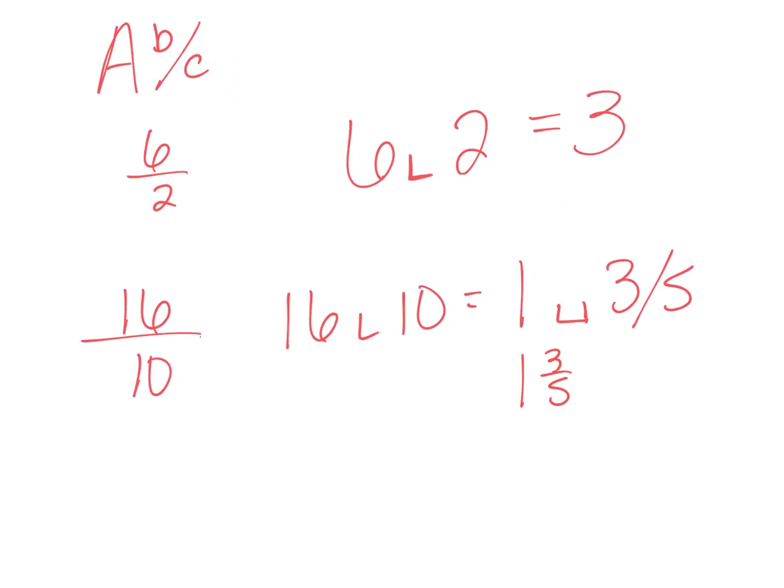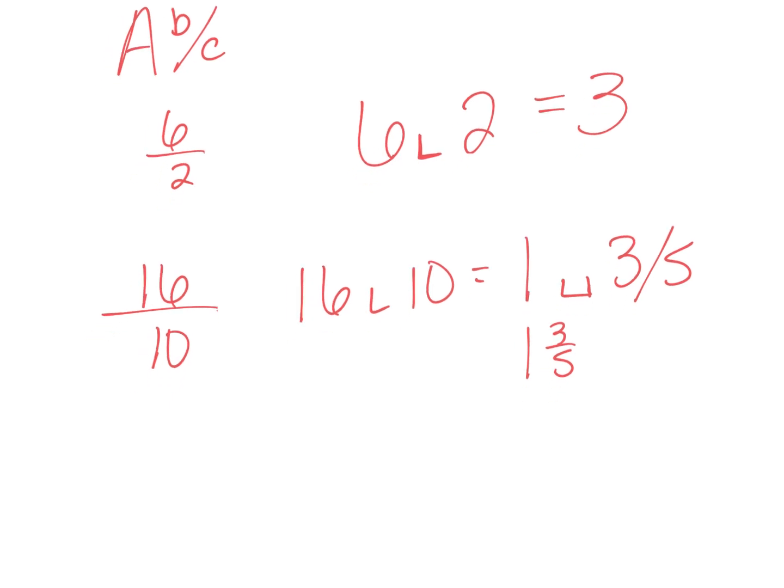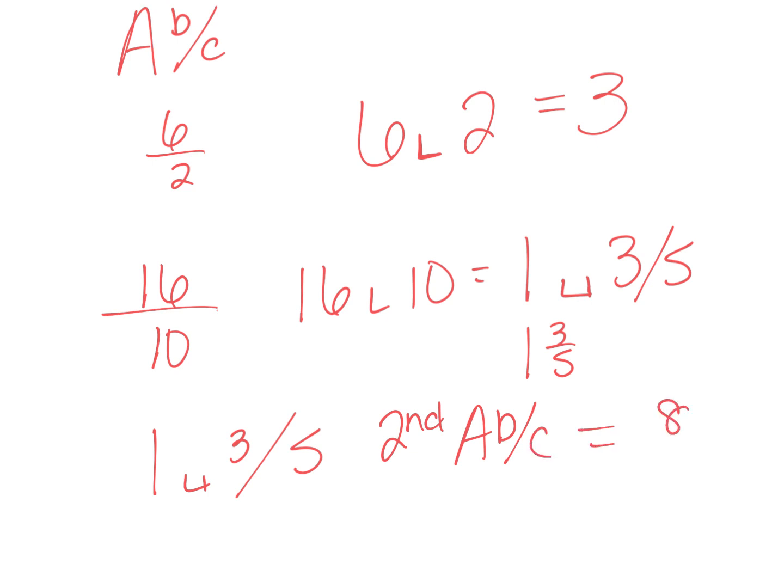Here's the thing, when you're dealing with slopes, we don't like mixed numbers. We like them to be improper fractions. So if you have 1 3/5 in your calculator, if you hit the second button, which on mine is blue, so if you hit second and then your ABC button again and then hit enter, it should give you 8 over 5. Okay, so that's the number we want.